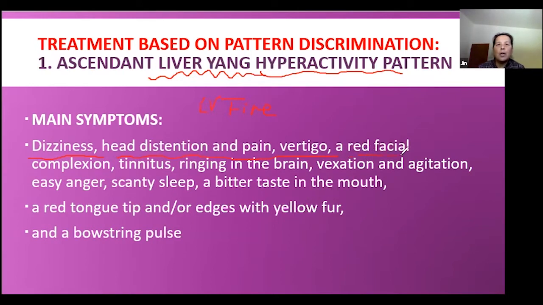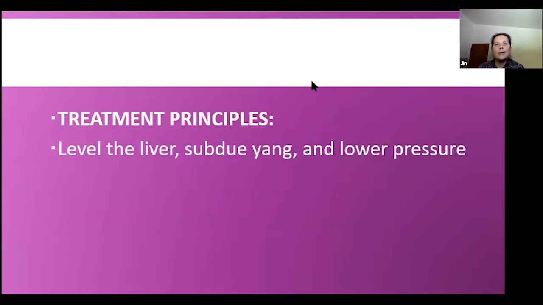So heat rushing up, red face, and also a red tongue, yellow tongue coating, wiry pulse or maybe rapid pulse. And the patient may also have other symptoms like easily angry, difficult to fall asleep, insomnia, bitter taste in the mouth, and possibly tinnitus and more emotions. So that's generally the liver excessive heat pattern.